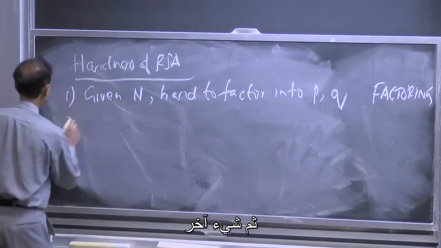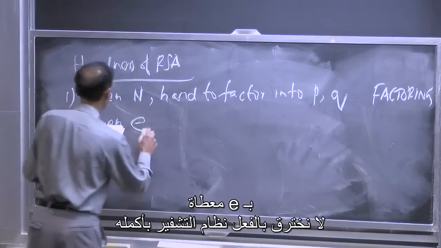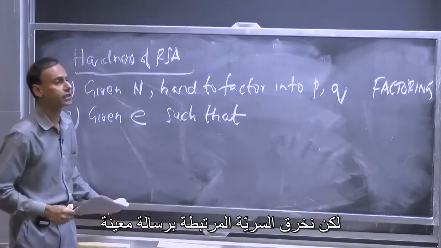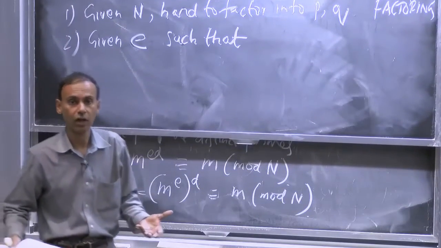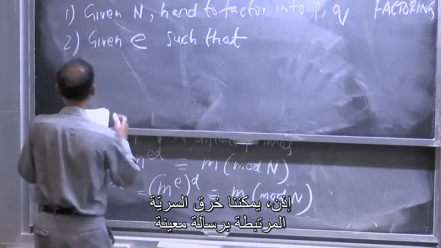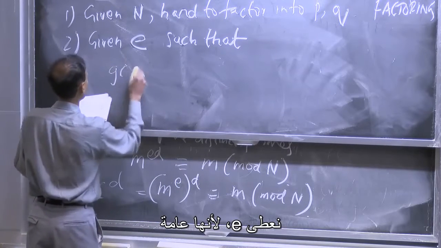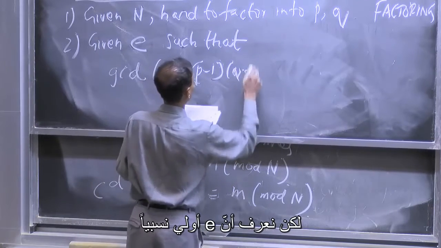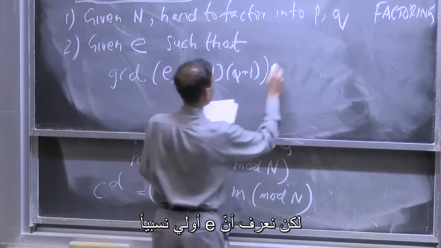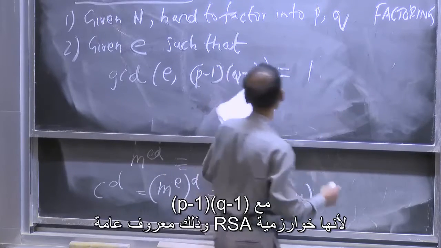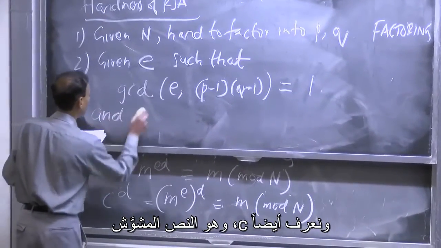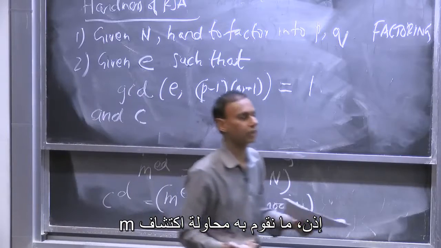And then one other thing, which is given E, so you're not actually breaking the entire crypto system, but you're breaking the privacy associated with a particular message. Okay? You're given E because that's public, and you don't know what P and Q are, but you know that E is relatively prime with respect to P minus 1, Q minus 1, because that's the RSA algorithm, and that's publicly known. And you also know C, which is the ciphertext. And so what you're doing is you're trying to discover M.